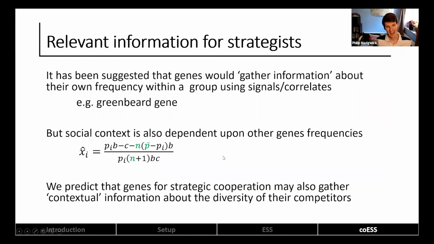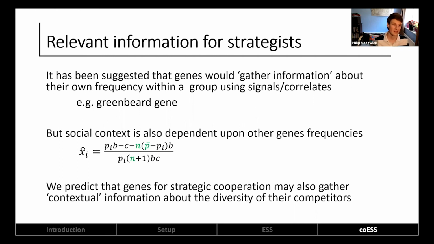Another really interesting element which came out of the model was that the relevant information for strategists is often assumed just simply to be their own frequency, which is how the green beard effect was first described and so on. It's been suggested that genes would gather information about their own frequency, but there is an additional element in our model which becomes really apparent: social context is not just about an individual's frequency, it's also about what other players are doing within that group.